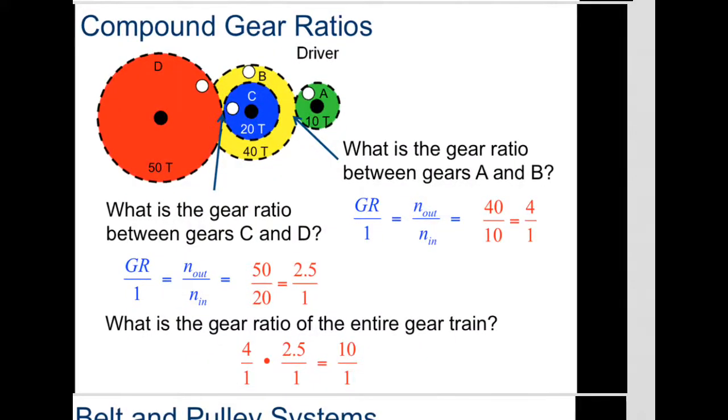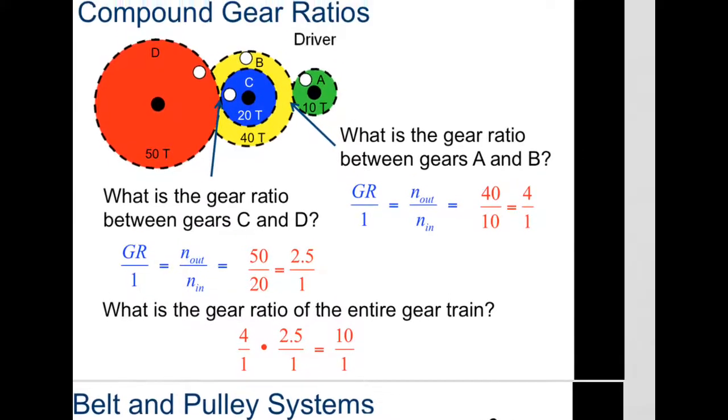Okay, compound gear ratios. So I told you A, B, C, and D. What is the gear ratio between gears A and B? That's very simple. You always do the output gear first. So we'll take B, which has 40 teeth, divided by 10 teeth. So the gear ratio is 4.